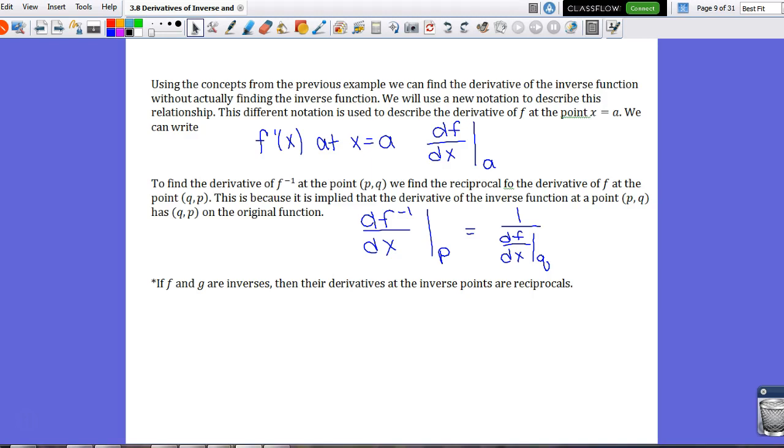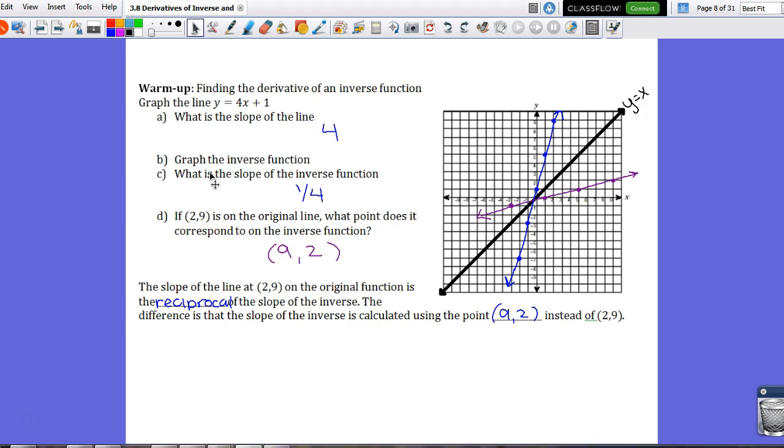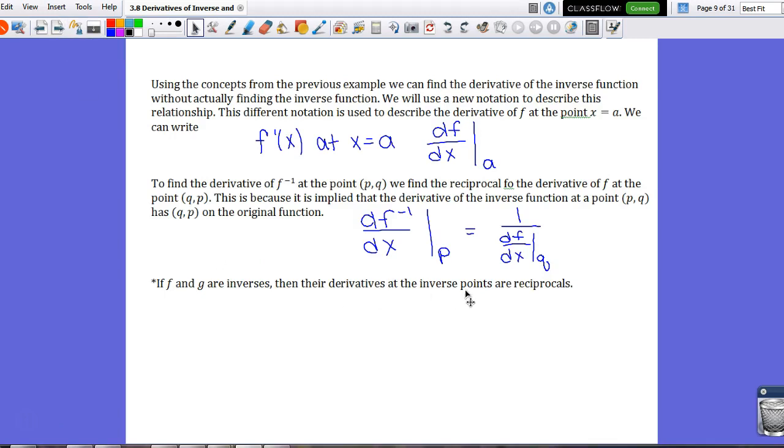So if you go back to the example we just talked about with (2, 9) and (9, 2), what's the derivative of y equals 4x? It's 4. So the derivative at any point is 4. So it'd be like saying f prime of 2, which is 4. So it's 1 over f prime of 2. Yep. Honestly, the easiest way to see it is in an example.